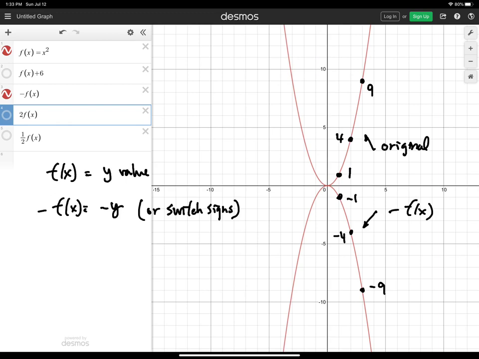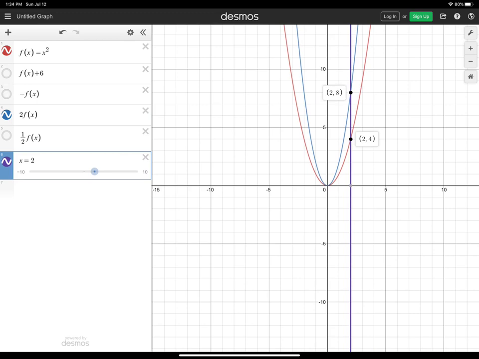All right. The next two, we have 2f of x and 1/2 f of x. So we're going to focus on the 2f of x first. The 2f of x is in blue, and the original is still red.